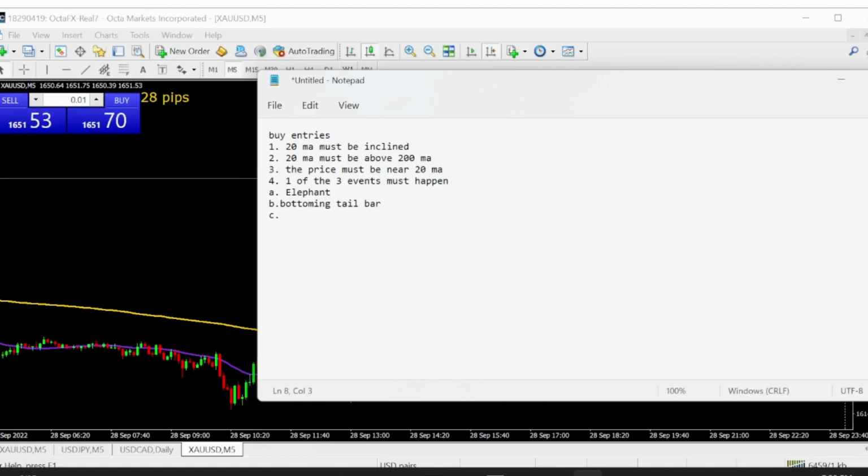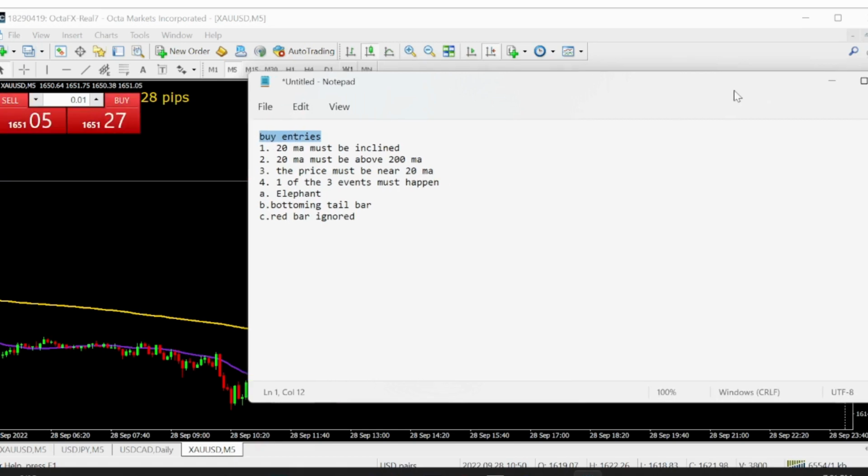The third criteria is red bar ignored. What does that mean? That means in that particular location, a red bar must be overtaken by a green bar. If that criteria is met, we'll enter the trade. Alright, so we set the rules for buy entries. So we'll go to the chart and we'll see the rules.